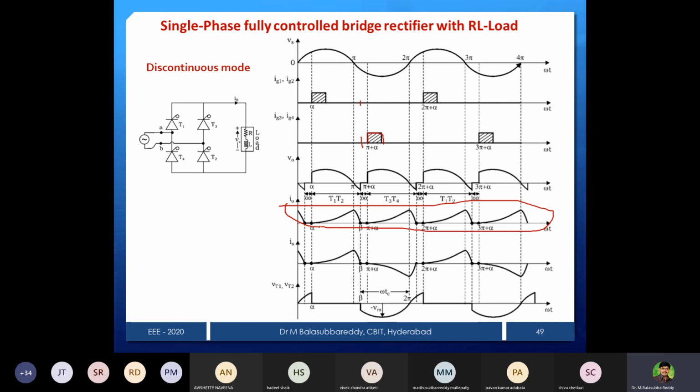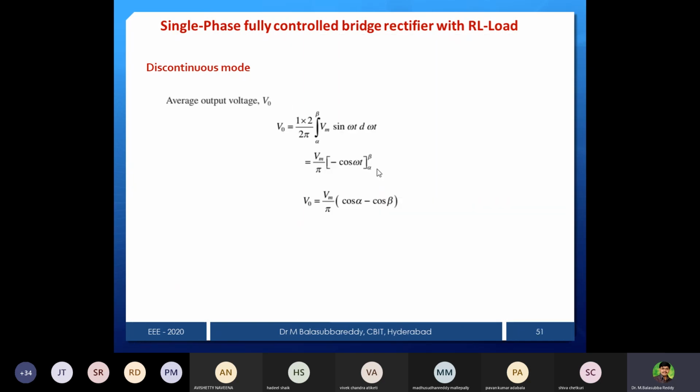Whenever a device is conducting, again the same logic: the device is conducting from alpha to beta, so you make the voltage across it 0, and the rest you make it the source voltage. Earlier, for the voltage across the devices, from alpha to pi plus alpha you made it 0, and at pi plus alpha it is the same as this. So that is the difference between continuous and discontinuous mode of operation. Now the waveform is again the same. And what is the expression for discontinuous mode? You start with alpha and end with beta. If it is continuous, you start with alpha and end with pi plus alpha. That is the difference between continuous mode and discontinuous mode.